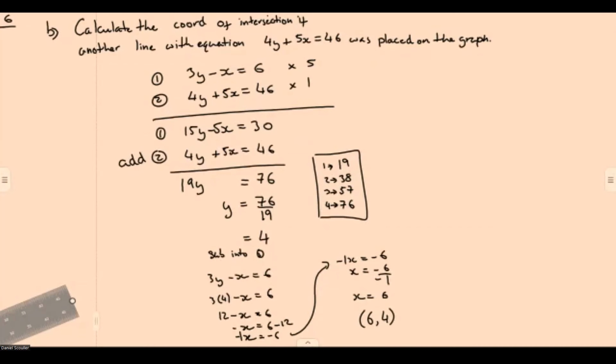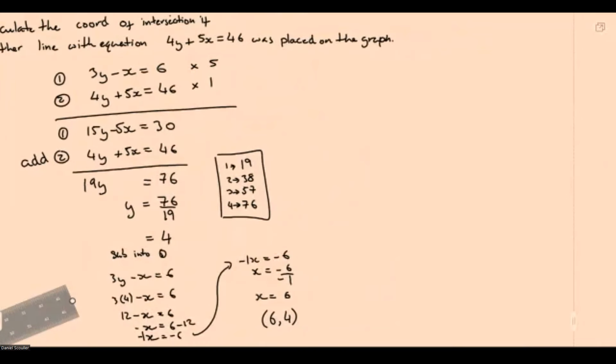Daniel, I've substituted the 4 accidentally into the 15y take away 5x equals 30, and I've got the same answer. Would that be wrong? No, perfect. So I could do it like that as well? Yep. So you can substitute that into any of the equations you've got. They all lead to the same answer.